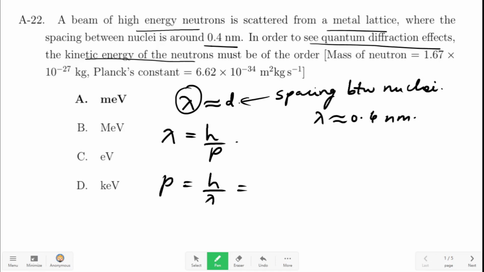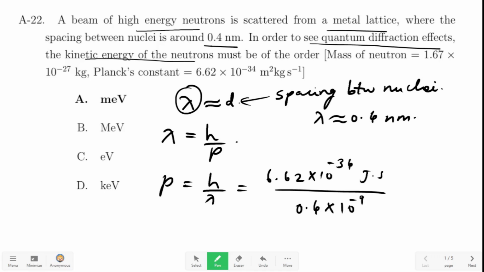This is equal to 6.62 times 10 raised to minus 34 joules second divided by lambda, which is 0.4 nanometer, 10 raised to minus 9 meter. Therefore this is equal to 1.655 times 10 raised to minus 24 kilogram meter per second. Now we know the momentum. We can find the kinetic energy.